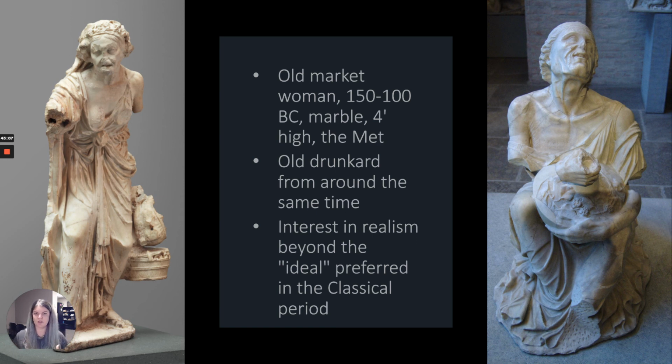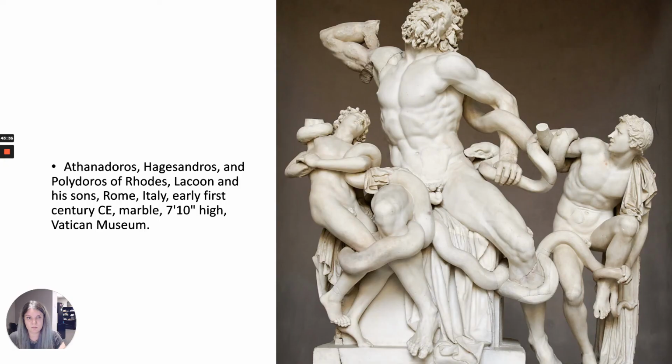So we have sculptures like this. We have this old market woman. This is around 150 or 100 BC. It exists at the Met in New York. And then we have an old drunk from the same time. And it's just this idea that if we're really truly interested in realism and naturalism, we have to portray people other than the perfect people also. We have to get the whole scope of humanity. So it's this new interest at this time period in the Hellenistic period that we see.